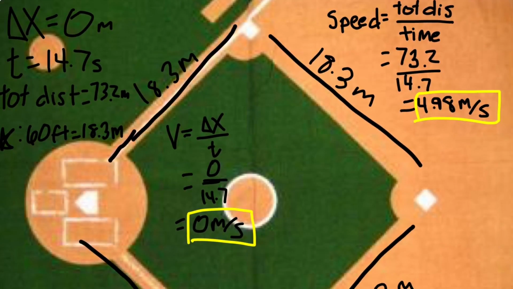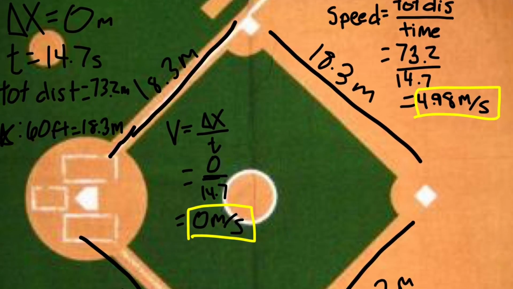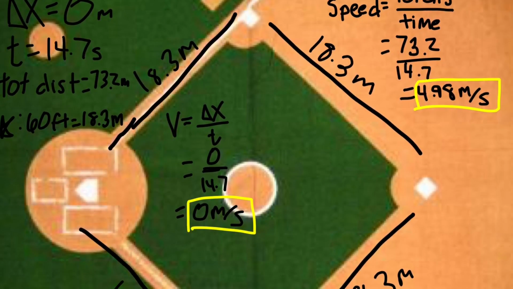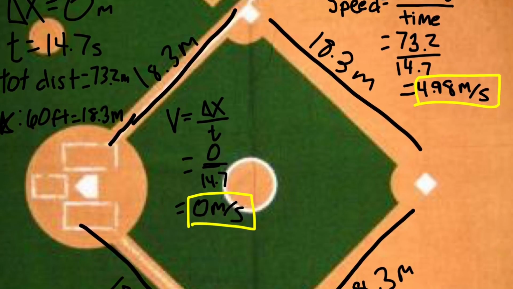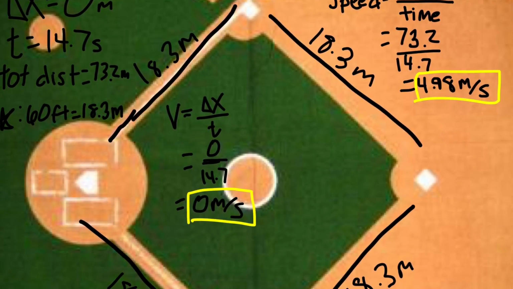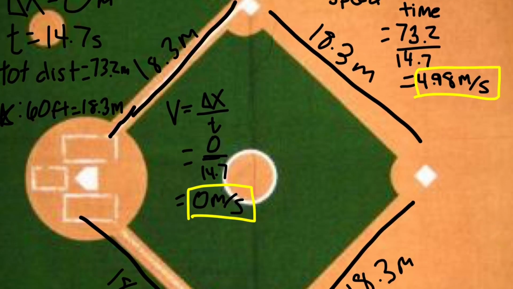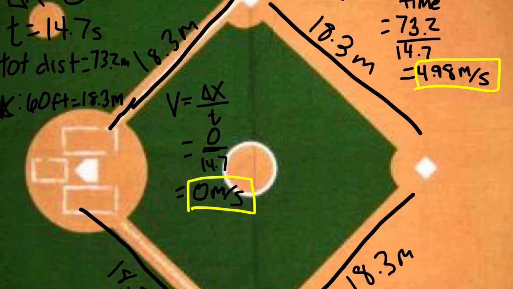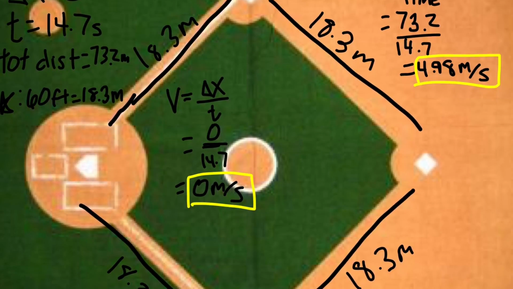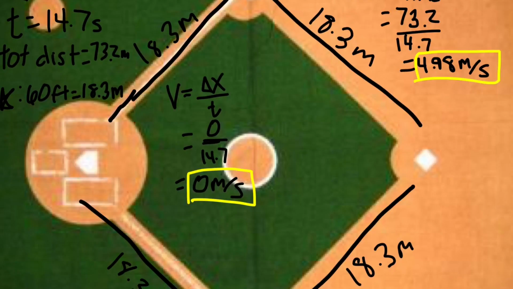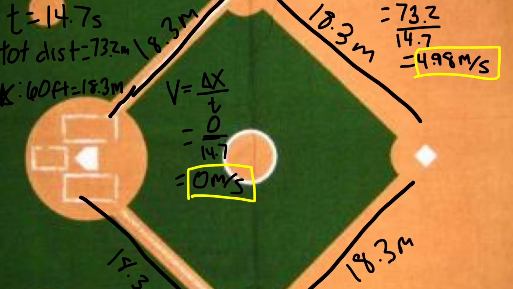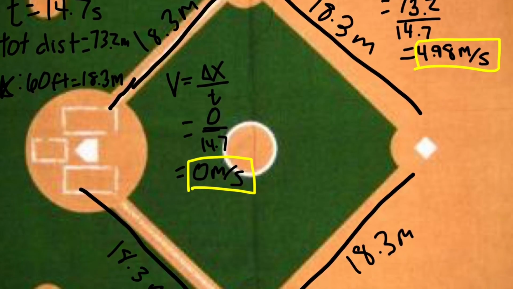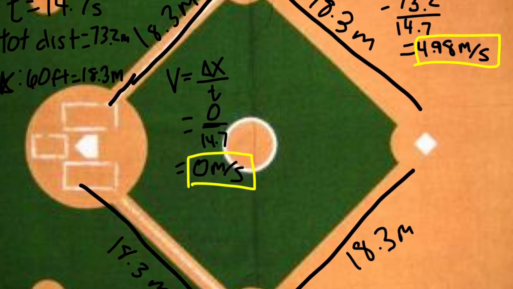In order to find our speed, we need to find our total distance over time. As we know from earlier, our distance between home and first base is 60 feet, and that'll be the same between all 4 bases because it is a baseball field and it's a diamond. So 60 feet is actually equal to 18.3 meters, so we multiply that by 4 to get our total distance of 73.2. Our time was recorded as 14.7, so we divide our distance, 73.2, by 14.7 to get 4.98 meters per second, and that is our speed for Carter rounding the bases.